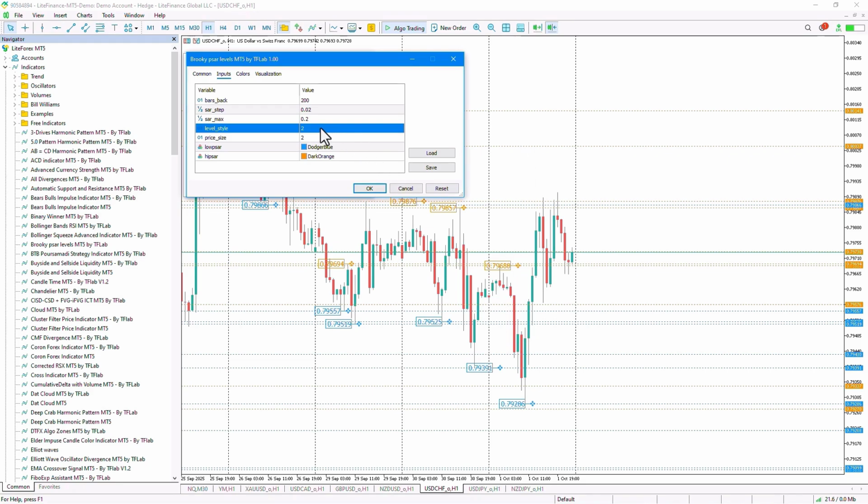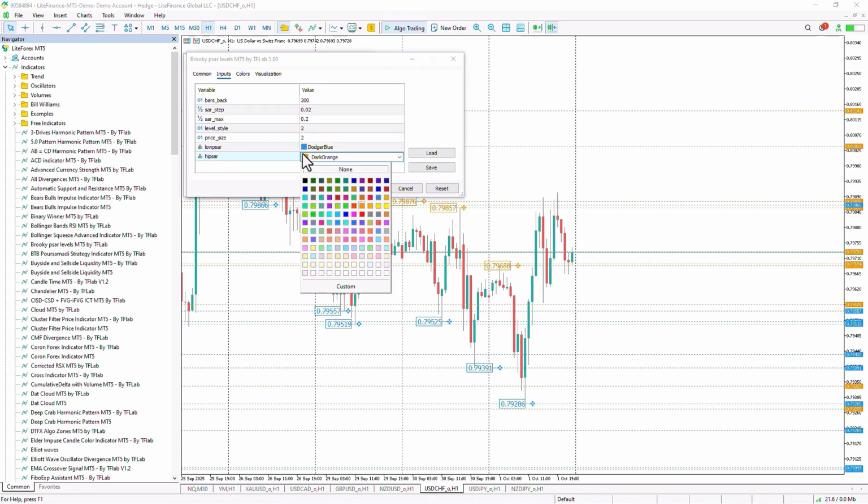In the next input field, you can specify the number of support and resistance levels that you wish to be displayed, which can be set from a minimum of 1 to a maximum of 5 levels. In the following input field, you can set the desired size of the price labels, which by default is set to 2. Finally, in the last two parameters, you can change the color of both the support and resistance levels to your own preferred colors.